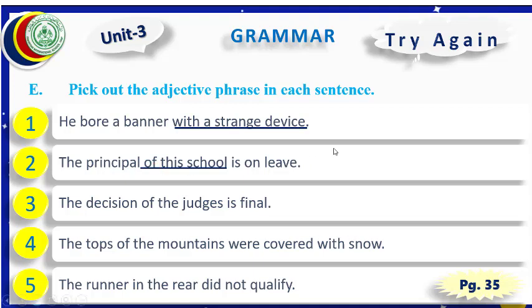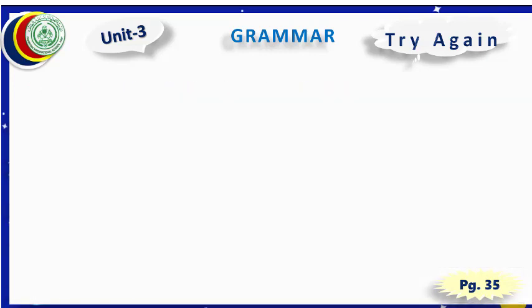Let us move to part number 3. The decision of the judges. Of the judges will be adjective phrase. Let us move to the next part. The tops of the mountains. Of the mountains will be adjective phrase that is telling us about the tops. The runner in the rear. In the rear means coming behind. In the rear will be adjective phrase that is telling us about the runner.